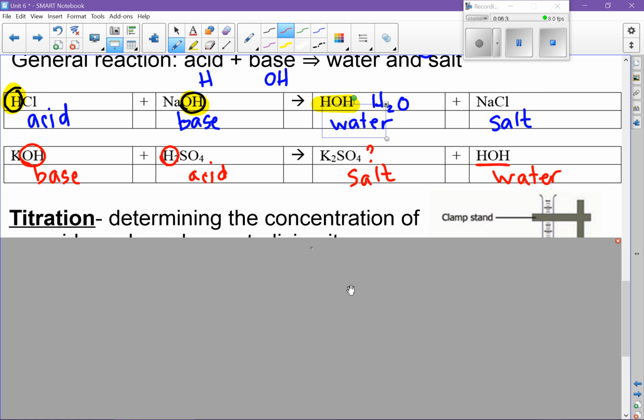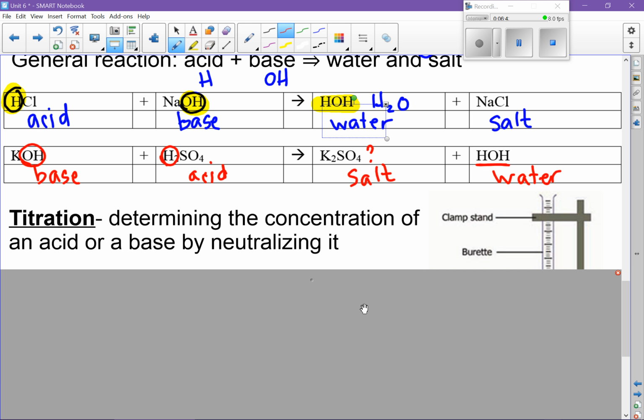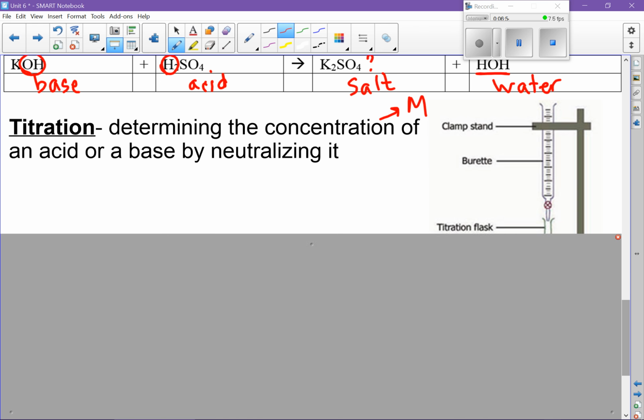So when I do neutralization, it helps me do something called a titration. This is where we determine the concentration. Remember, concentration means molarity. And we're determining the molarity of the acid or the base by neutralizing it. How much acid or base does it take to neutralize?